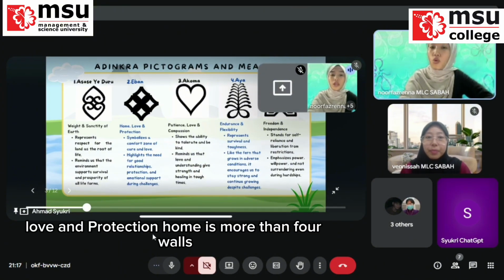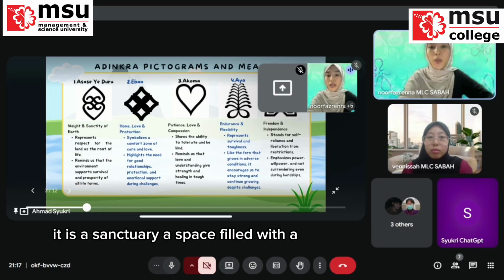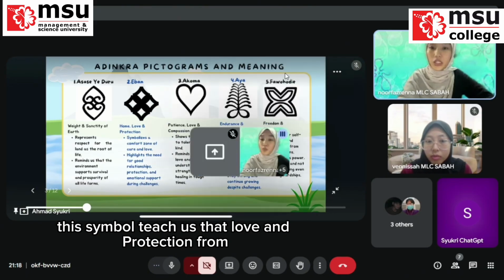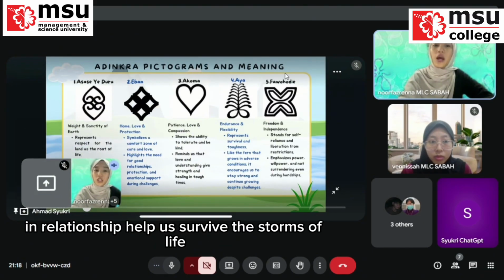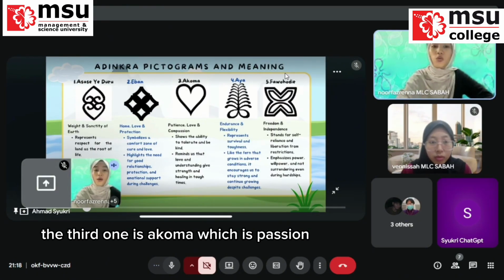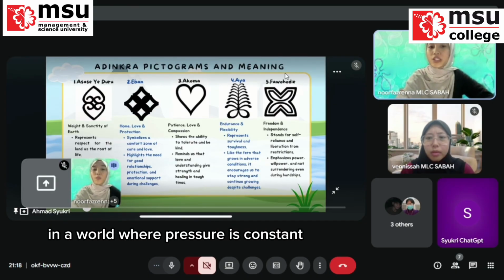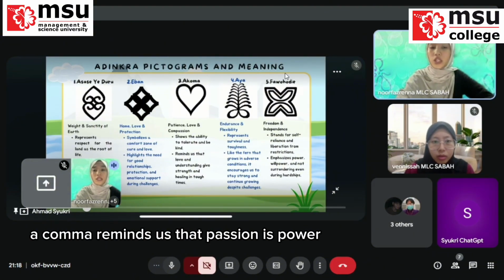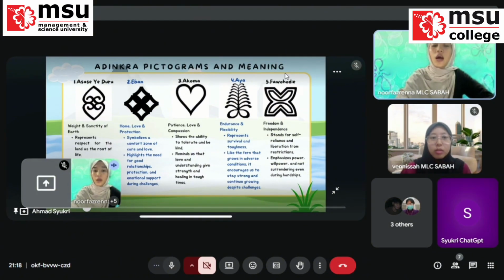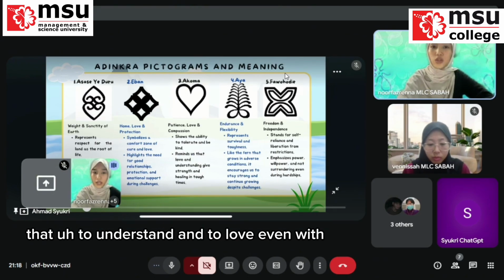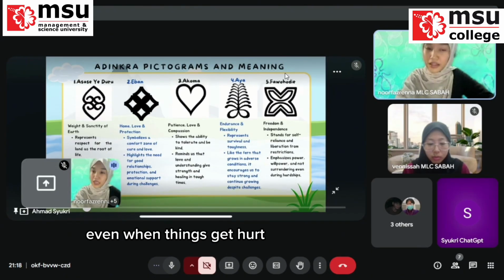Home is more than four walls. It is a sanctuary, a space filled with warmth, safety, and emotional strength. This symbol teaches us that love and protection found in relationships help us survive the storms of life. The third one is Akoma, which is passion, love, and compassion. In a world where pressure is constant, Akoma reminds us that patience is power, compassion is strength. This symbol represents the gentle courage to care, to understand, and to love, even when things get hard.